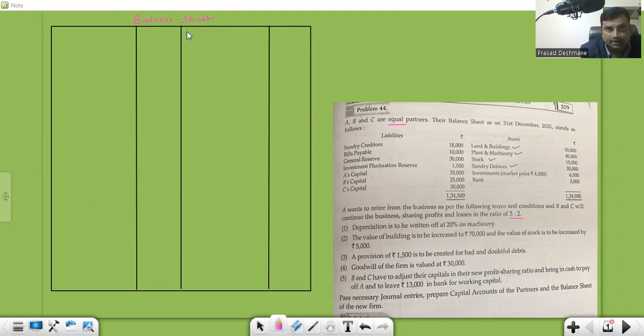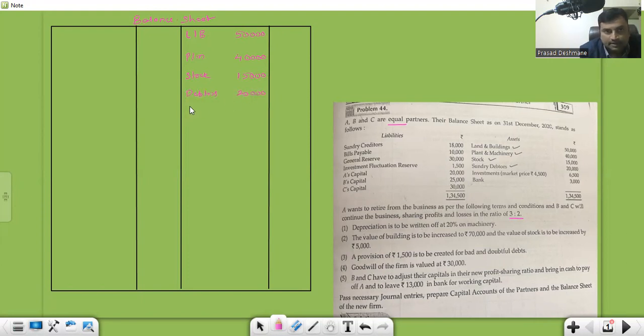First, land and building, 50,000. Plant and machinery, 40,000. Stock, 15,000. Debtors, 20,000.